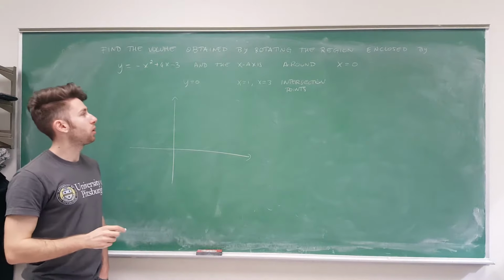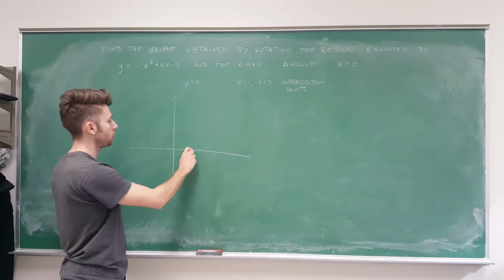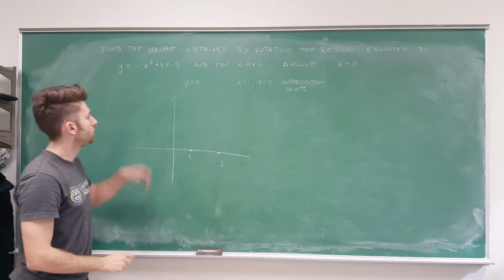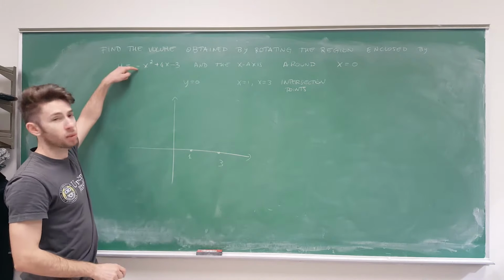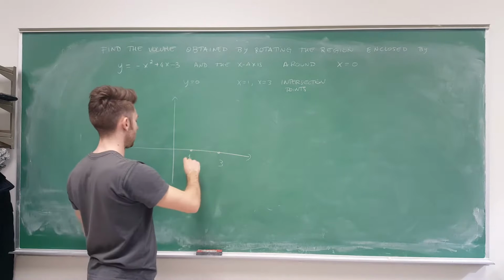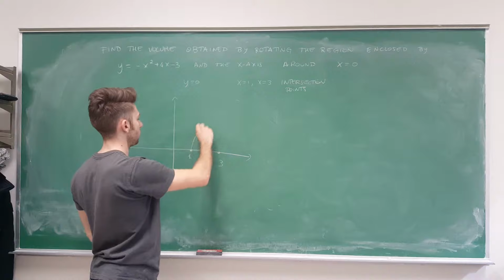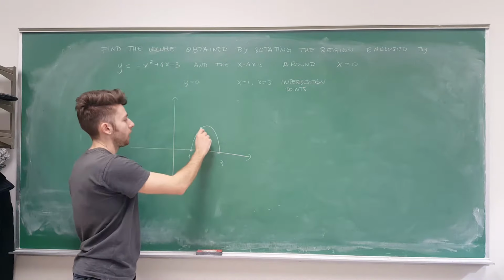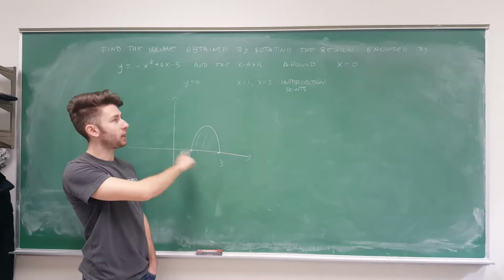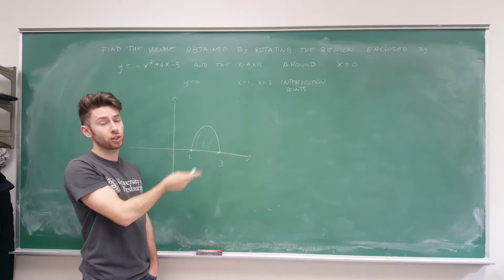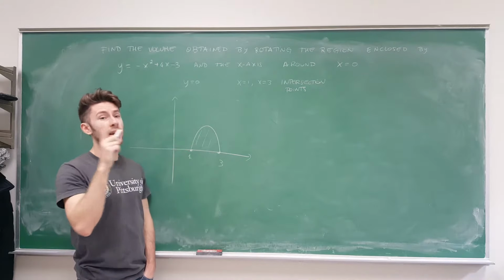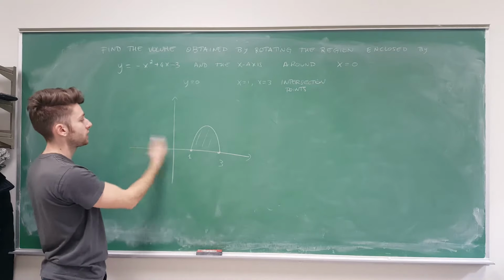So how does this parabola look? Let's say this is 1 and let's say this is 3. Then it's concave down because the coefficient here is negative, so it must look like this. And this is the region enclosed by the parabola and the x-axis, so that's the region that we're rotating. And we're rotating around x equals 0, which is the y-axis. So this rotates like so.